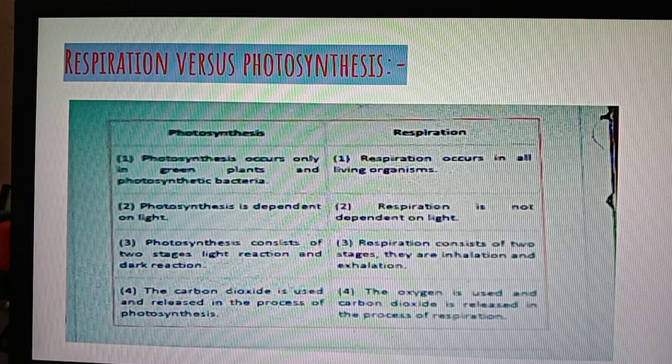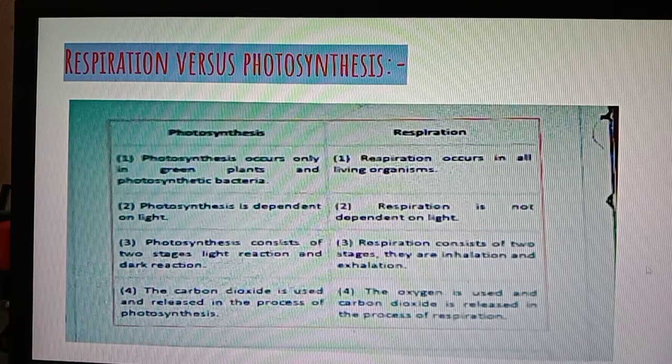Now, respiration consists of two stages: inhalation and exhalation. That is, we humans inhale through our nose and exhale also through our nose. These two processes take place. But in respiration, the main two processes are what? Glycolysis and the Krebs cycle. And in photosynthesis, carbon dioxide is used and oxygen is released. Whereas in respiration, oxygen is used and carbon dioxide is released.